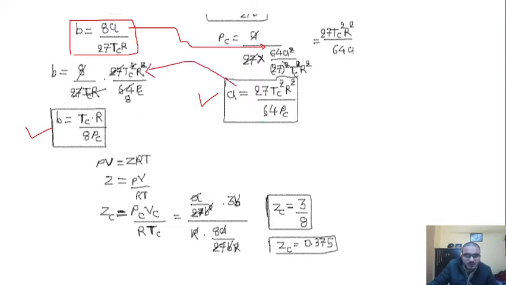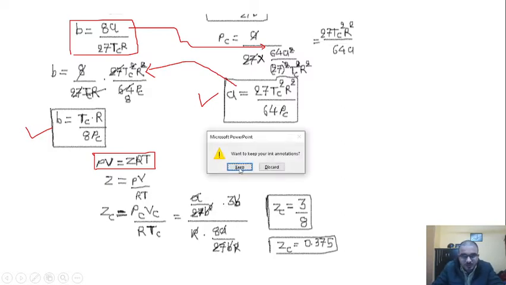So we are getting the values of a and b, and then we have taken this formula PV is equal to ZRT, and we are getting Z is equal to PV upon RT. For the critical point it can be written as ZC is equal to PCVC upon RTC, and finally we have obtained ZC is equal to 3 by 8, that is 0.375. So that is already done. Now we will move forward to the next topic.